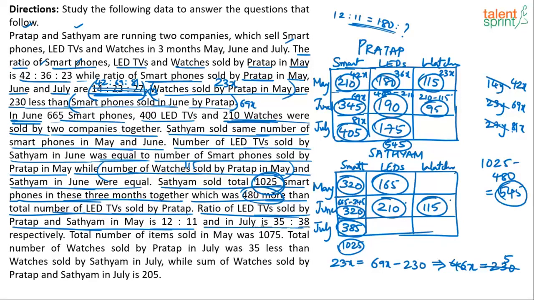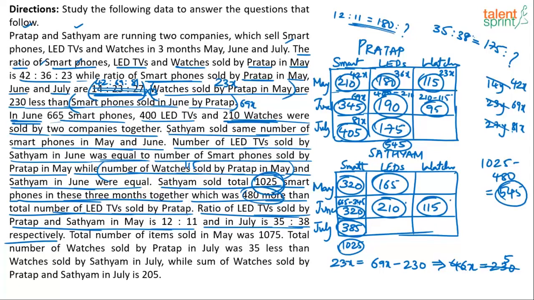And in July it is 35 is to 38 respectively. The ratio of LEDs sold by Pratap and Satyam in May is 12:11, and in July it is 35 is to 38. So the number of LEDs sold by these two guys in July is 35 is to 38, which means what now? 35 is to 38 is equal to, similarly, 175 is to what? You're getting it? In July, the ratio was 35 is to 38, equals 175 is to what?